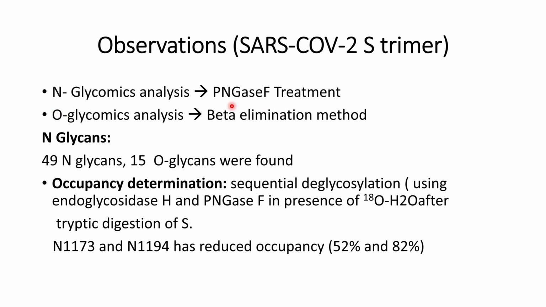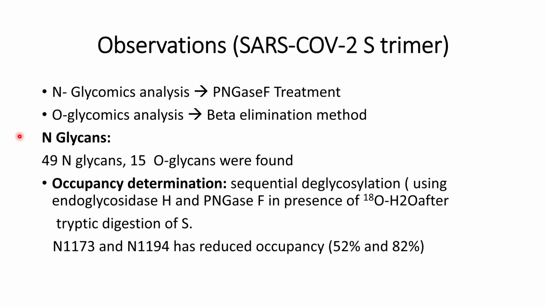So what they did is treat this SARS-CoV-2 spike protein trimer with PNGase. After that, they permethylated these glycans so that they can be easily ionized in the mass spectrometry, and the signal strength will be better compared to non-permethylated glycans. Next, for O-glycan analysis, they used the beta elimination method. So these two methods they used to analyze N-glycans and O-glycans.